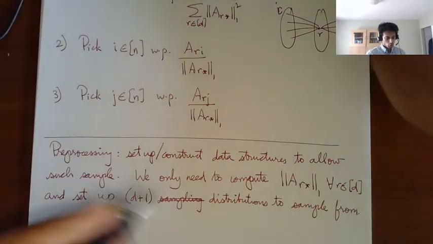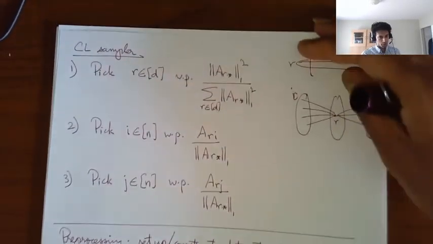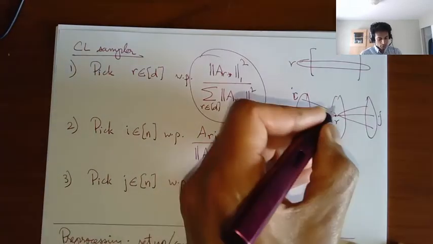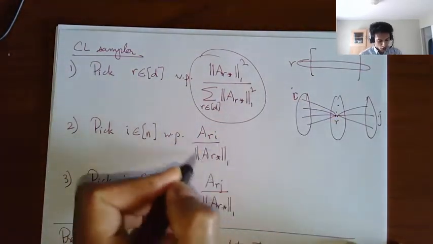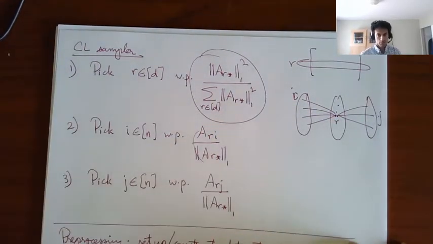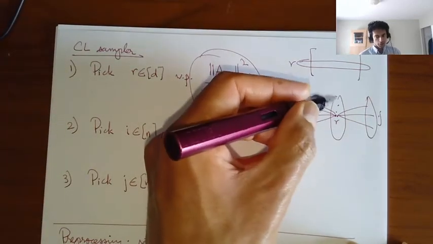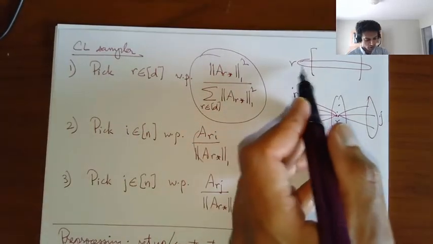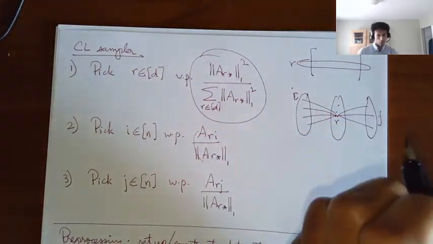Okay, so what are the D plus 1 distributions? First, you have to set up this distribution. Then, for each R, you have to set up this distribution. Right? So first, you have a distribution to pick R. That's this one. That's picking it proportional to the row norm, the row 1 norm squared.